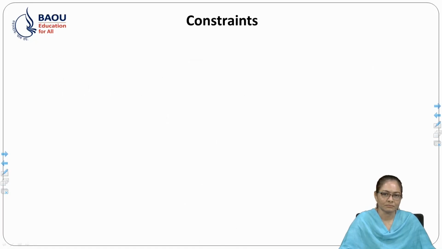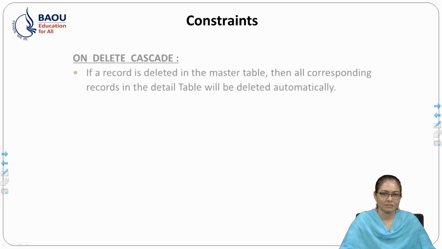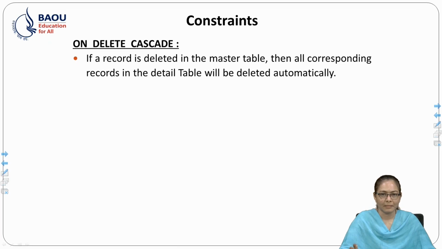Now, the next is the foreign key constraint, in which there is on delete cascade. First of all, listen to me carefully. The parent record cannot be deleted if the child record exists. For example, if the child table result has the records of roll number 1, 2, 3, then you cannot delete the records of roll number 1, 2, 3 from the student table or the parent table directly.